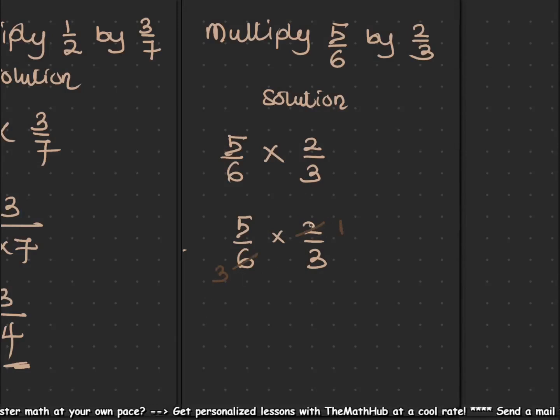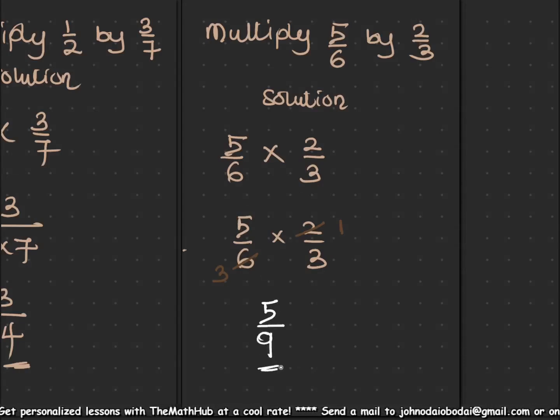Now, instead of the 2 here, we have 1. And instead of the 6 here, we also have what? 3. Then we do our multiplication. So we have 5 times 1, which gives us a 5. And then 3 times 3, which also gives us a 9. This here becomes our answer for the multiplication of 5 over 6 times 2 over 3. All we did here, that was different, was trying to simplify the fractions. And that is all. So that is how multiplication of fractions works.